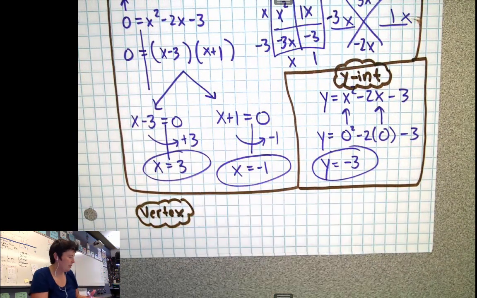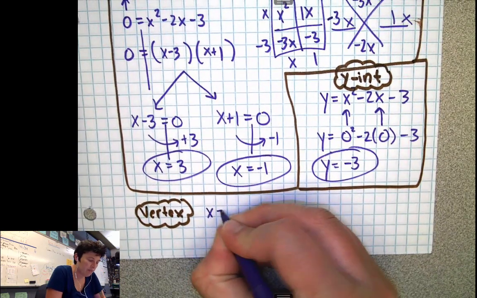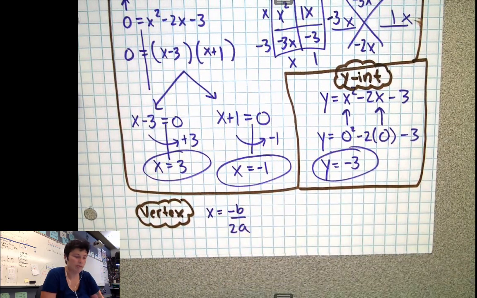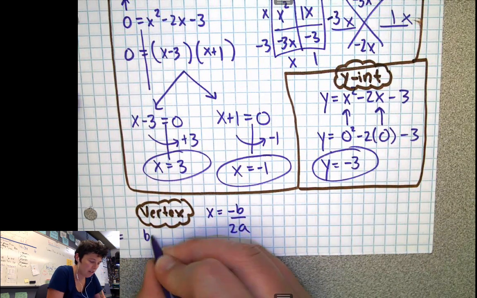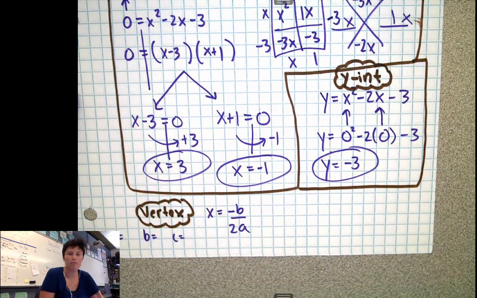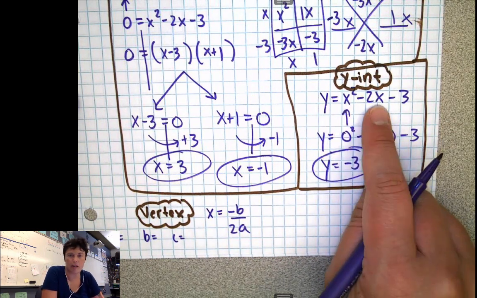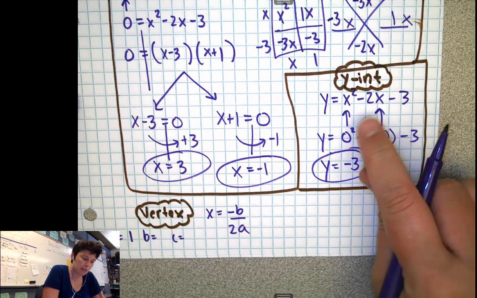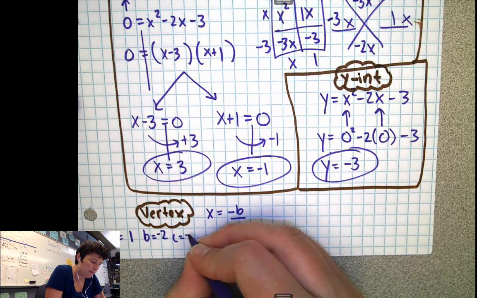All right, so how do we do a vertex problem? Well, we have a formula. We've memorized it. It's x equals negative b over 2a. And we've seen this before, so we need to know what does a equal, what does b equal, and what does c equal to do this problem. Actually, we really only need a and b, but here's the equation. X squared minus 2x minus 3. So here's a. A would just be 1. Here's b. It's a negative 2. And c is a negative 3.